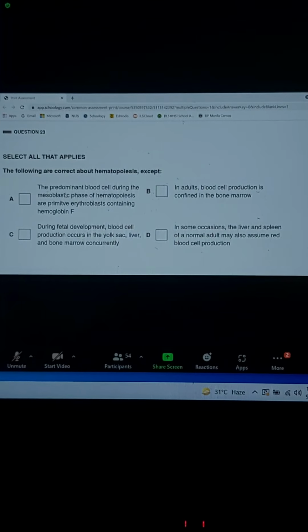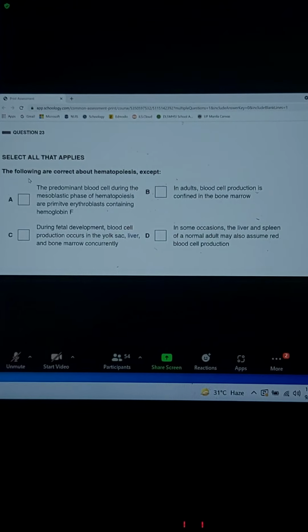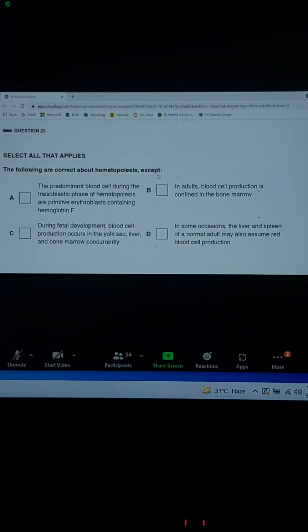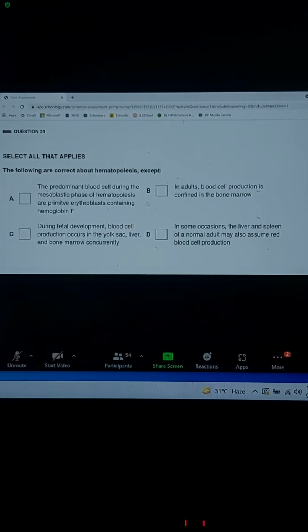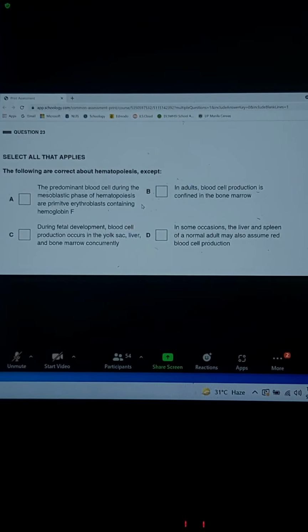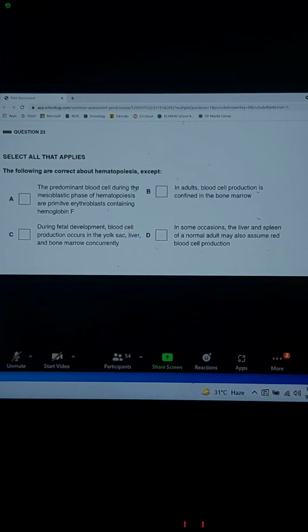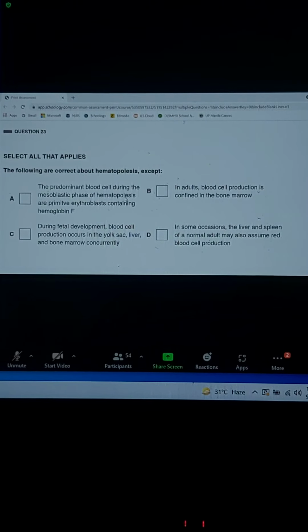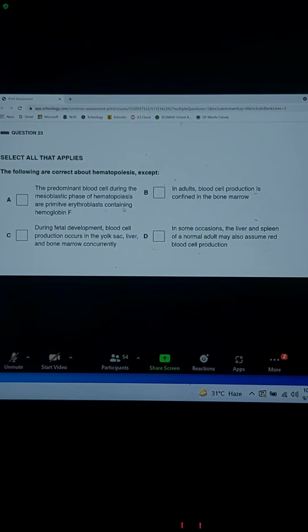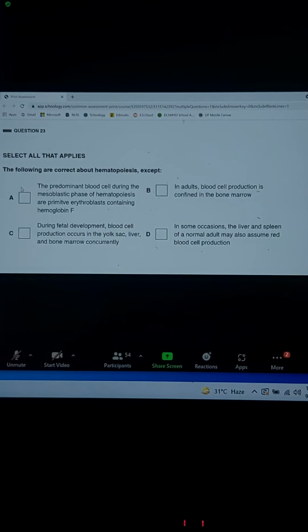Okay, so 23. The following are correct about hematopoiesis, except, alin daw dito ang hindi tama about hematopoiesis? Letter A po. Okay, so the predominant blood cells during mesoblastic phase of hematopoiesis are primitive erythroblasts containing hemoglobin F. So letter A is incorrect. Bakit?